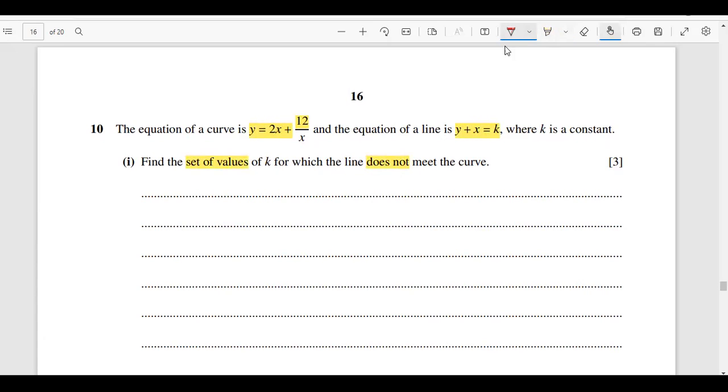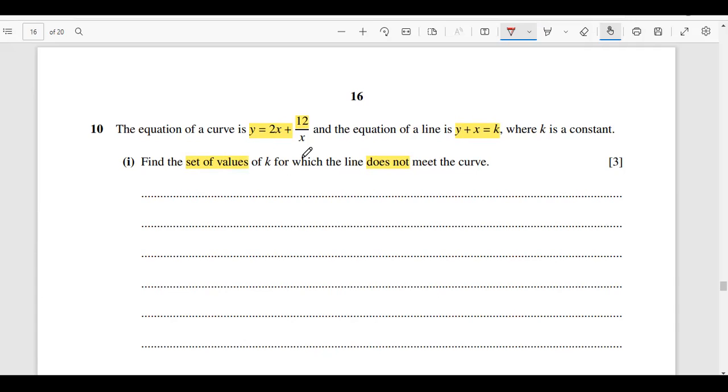Now, whenever we come across such situations, we know that if the line is not meeting the curve, like if there is no point of intersection, that means we would not be having any solutions. Okay, that is fair enough. Let's try solving these 2 equations simultaneously and I'll tell you how to deal with such questions.